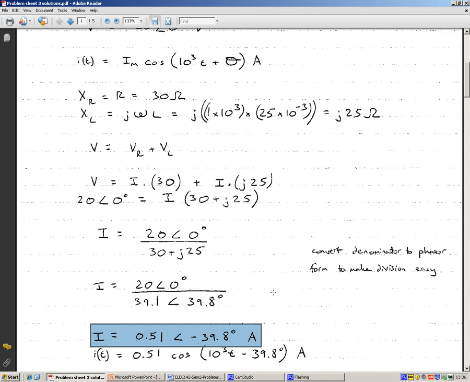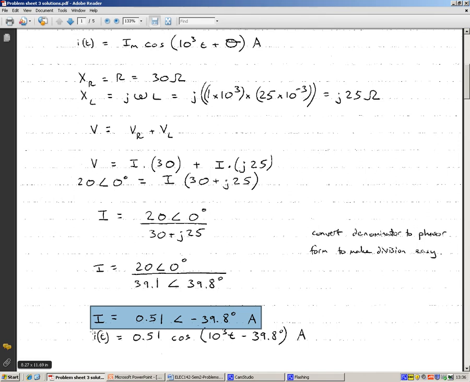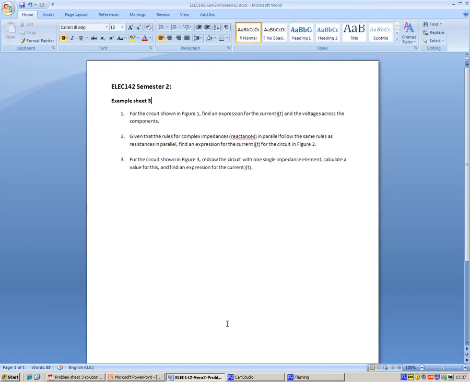However, we were asked for this in the form of I of t. So we're just going to do this conversion. The magnitude just transfers down. We know that it's a cosine because that's our convention when using phasors. We know what omega t was because we were given that at the start. We assume it's the same as the voltage, and then we just put the phase angle in here. So that's our minus theta, and that's in amps. So that's the first part of the question solved. We found an expression for the current I of t.